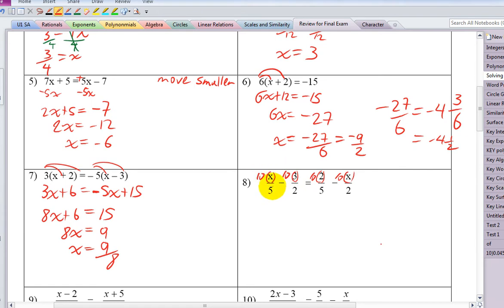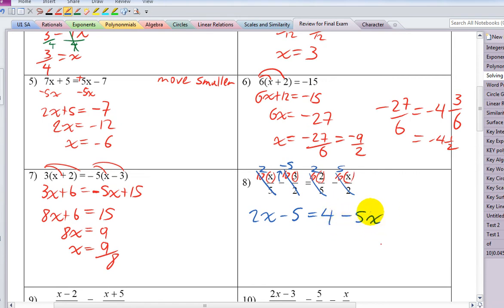We cancel at the bottom? That's right. So we go 10 divided by 5 is 2. 10 divided by 2 is negative 5 because of your negative sign. Okay? So we get 2x minus 5 on the left. You okay, Sarah, with this? And on the right side, 10 divided by 5 is 2. 10 divided by 2 is 5. So we get 4 minus 5x.